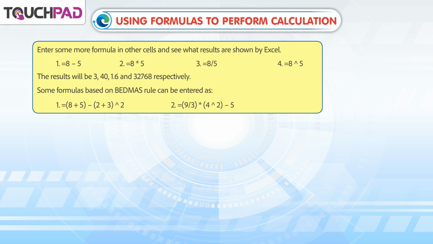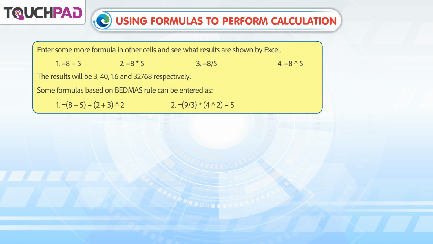1: equal to 8 minus 5, 2: equal to 8 multiplied by 5, 3: equal to 8 divided by 5, 4: equal to 8 exponentiation 5. The results will be 3, 40, 1.6 and 32,768 respectively.